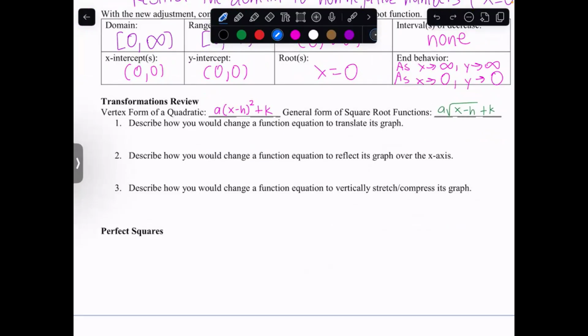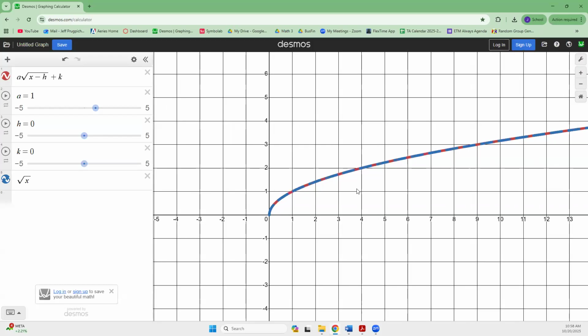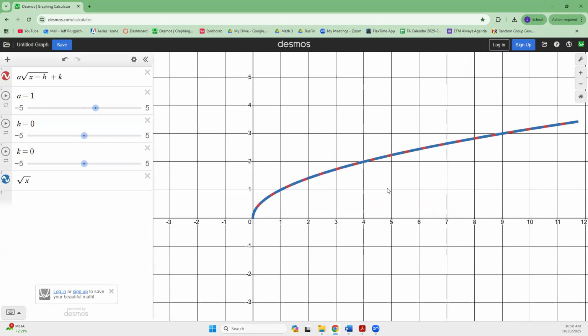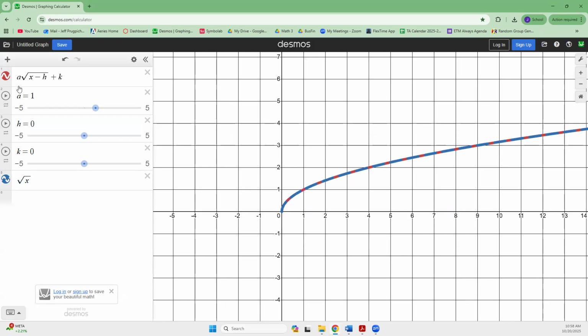Okay, so let me show a little animation. Here's that parent function that we just saw, right? Right now, it's just the basic square root of x. But again, a can be various numbers. It could be 2 square root x, 3 square root x, negative square root of x. h on the inside, you could subtract something from x, and k, you can add something at the end.